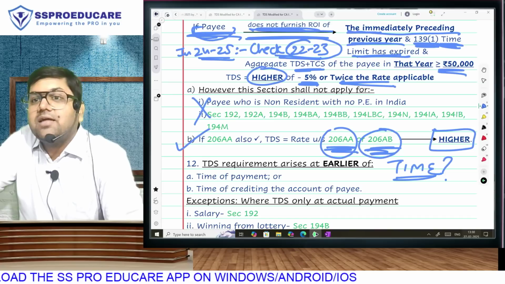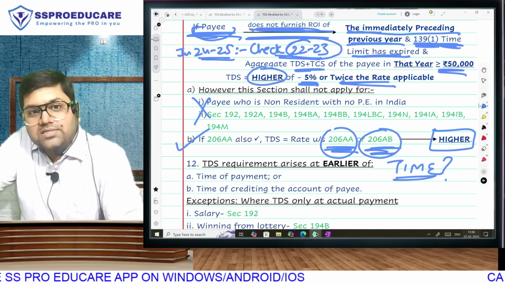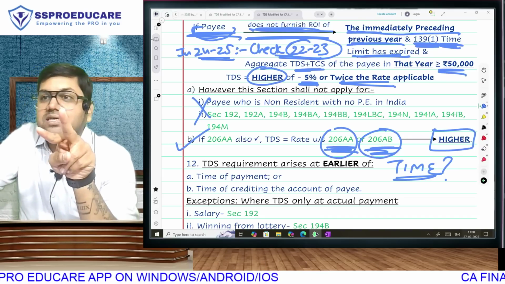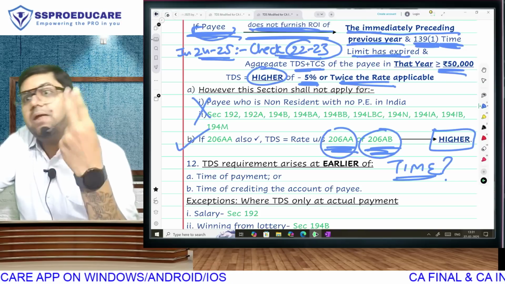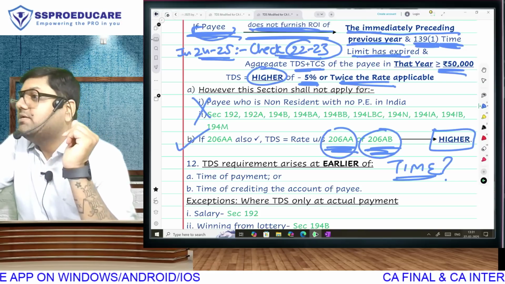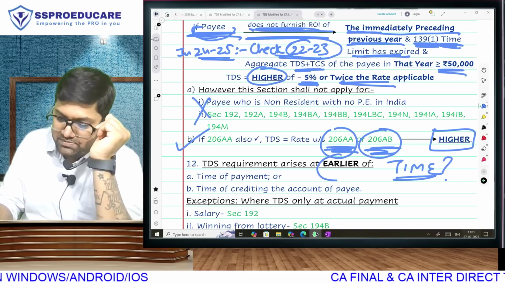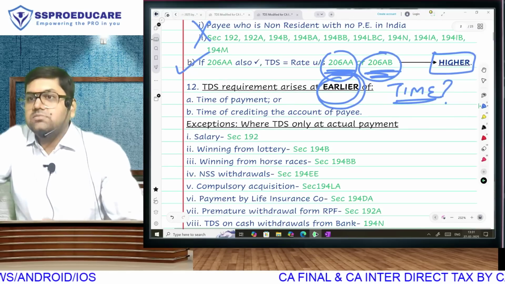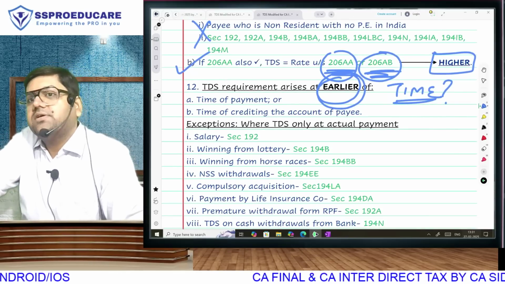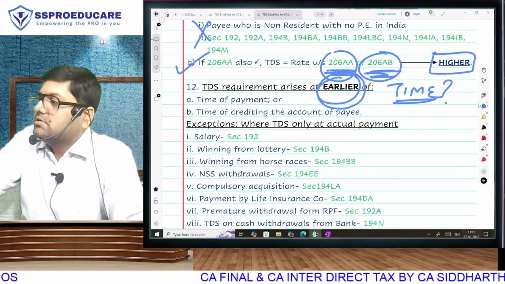TDS will come at the time of credit or at the time of payment is the question. Are you understanding the question? Are you understanding the two transactions that are required to execute a transaction end to end? Crediting the account and then making payment. When will TDS come? At the time of credit or at the time of payment? TDS will come whichever is earlier. The duty to deduct TDS comes at the time of credit or payment, whichever is earlier.